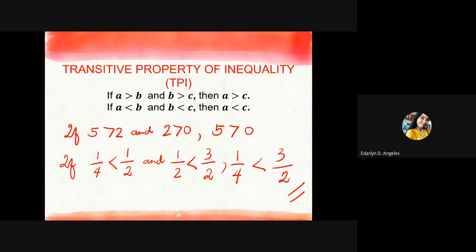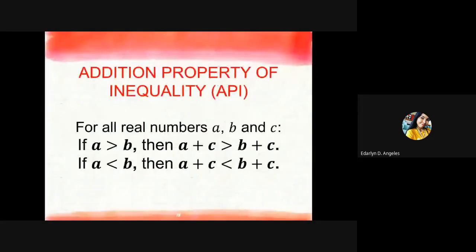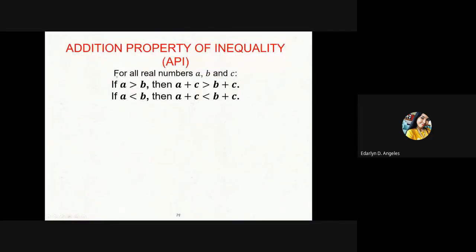Okay? Next would be the addition property of inequality. It states that for all real numbers A, B, and C, if A is greater than B, then A plus C is greater than B plus C. Another, if A is less than B, then A plus C is just less than B plus C. So in other words, class, if A is greater than B, when we add the same number to both sides of the inequality, A would still be greater than B. Okay? Let's have this example.